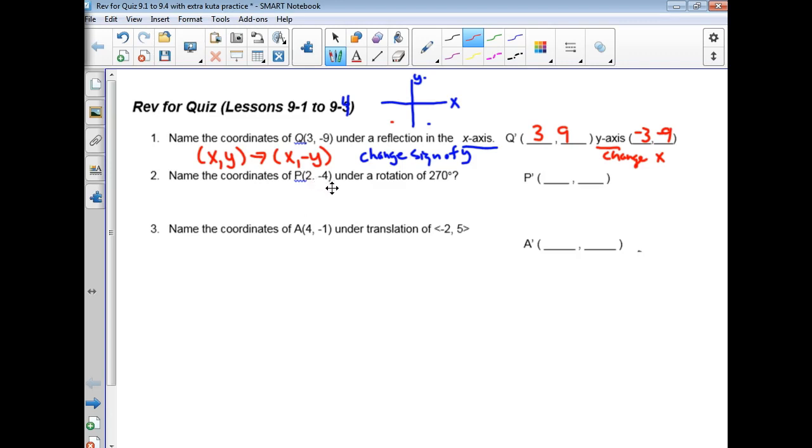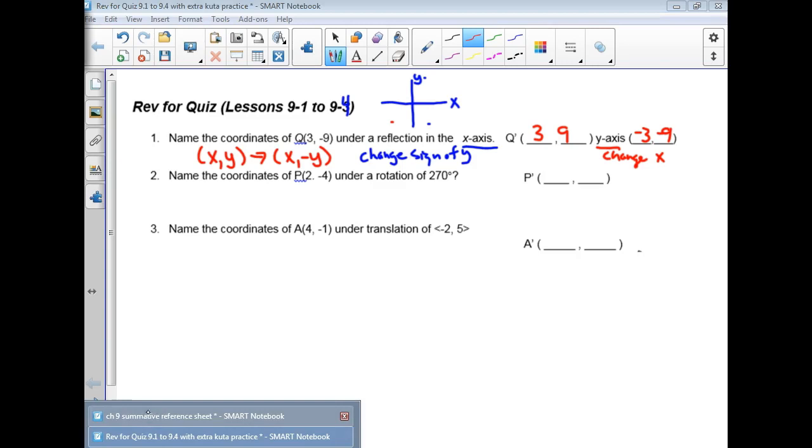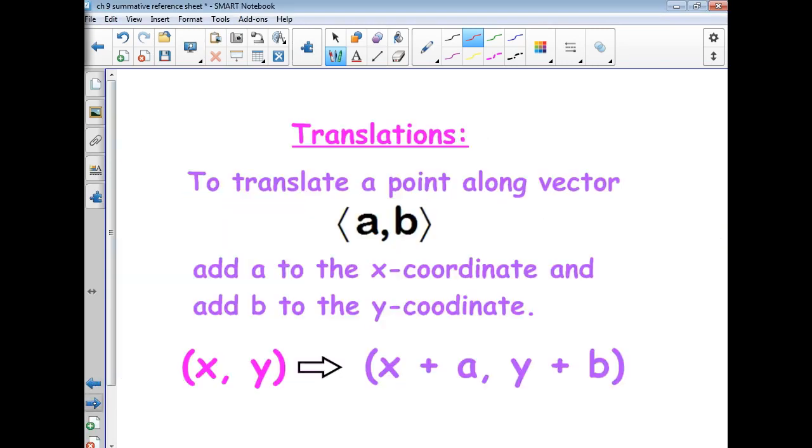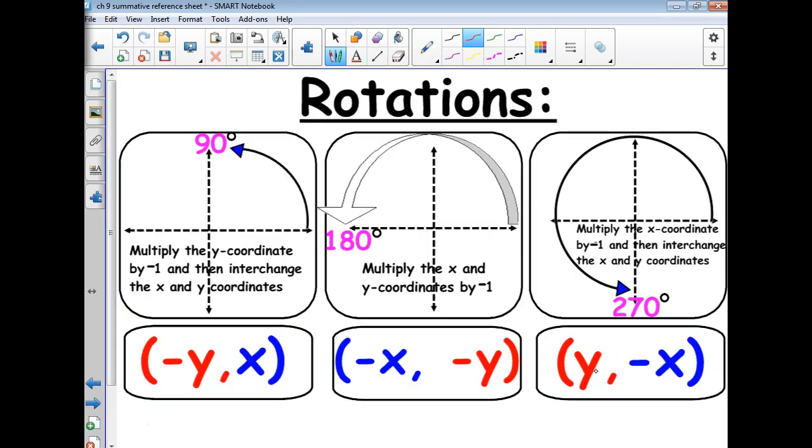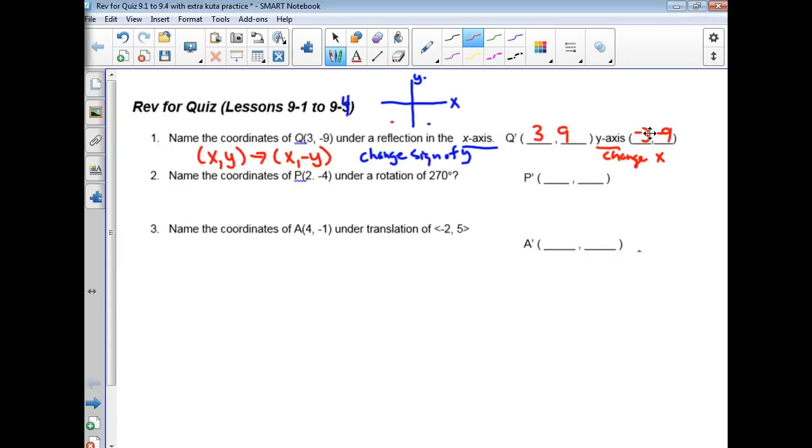Name the coordinates of 2, -4 under a rotation of 270. Then you can go back to your reference sheet if you don't remember, and refer to the rule. For 270, you have to know how to interpret this. It just means if you have a point (x, y), you're going to change the sign of x and switch it with the y. So for this problem, we're going to change x and switch x and y.